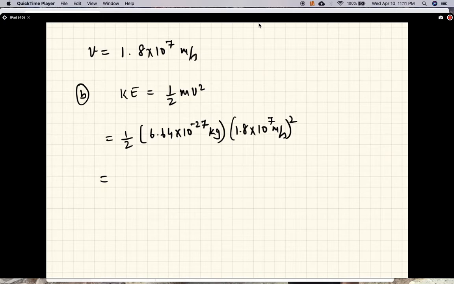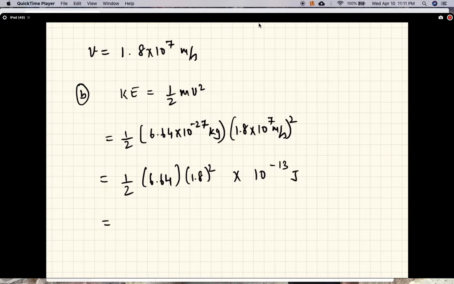Alright, again, let's take care of powers of 10. That's 10 to the 14 times 10 to the minus 27. Minus 27 plus 14 is minus 13. So one half times 6.64 times 1.8 squared times 10 to the minus 13 joules. This is energy.